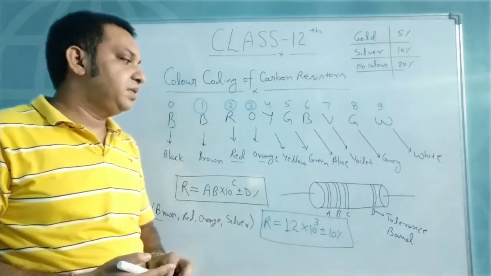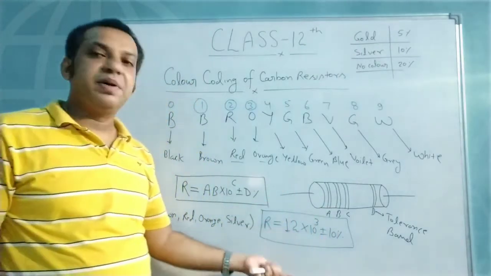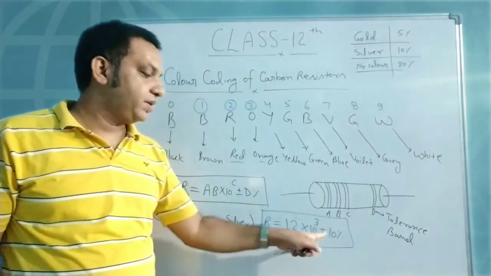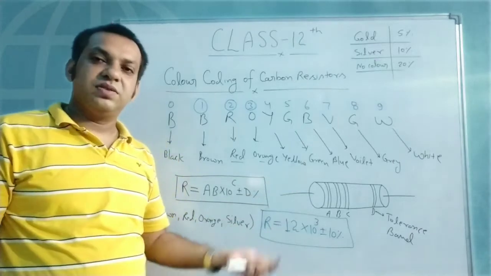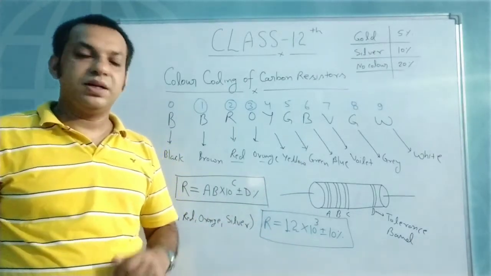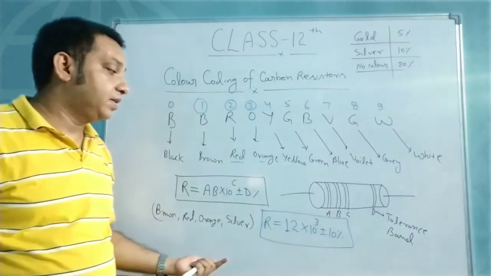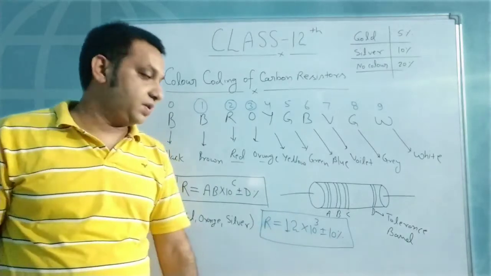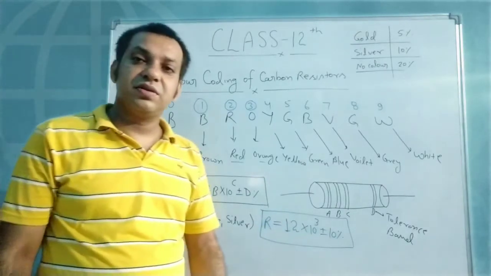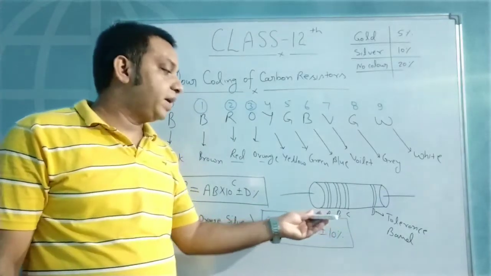Right now, that means the value of this resistor is 12 kilo ohm and the permissible range of fluctuation is 10%. That means its value is fluctuating between plus minus 10%. So this is your methodology to find the value of the resistance. Now few students get confused about how we can identify this band sequence.